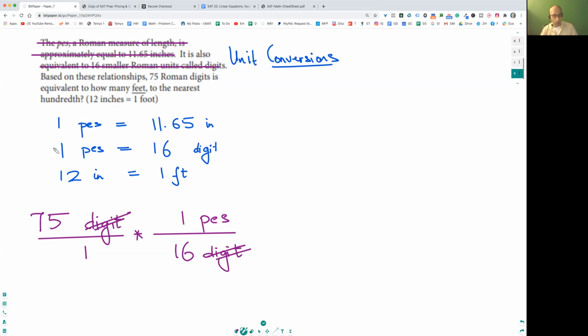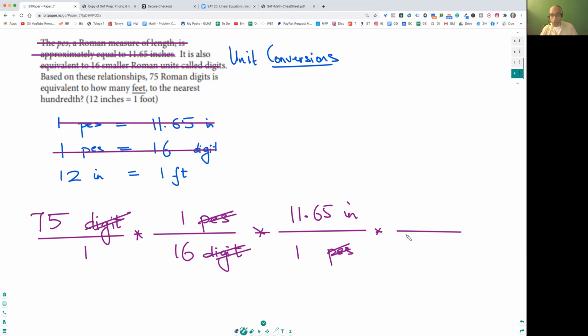Now look what I'm going to do. I cancel this. Now convert this PES to inches. How do I do that? One more time, I put a PES over here, but now I want to cancel this PES, so I put 1 PES is 11.65 inches. Now the PES is gone. You had digits, you got rid of the digits, you got PES, then you canceled the PES and got inches. Now for inches, you put inch here and 12 in the bottom, and 1 foot in the top. The inches are gone, and magically you get feet, which is what they're asking.